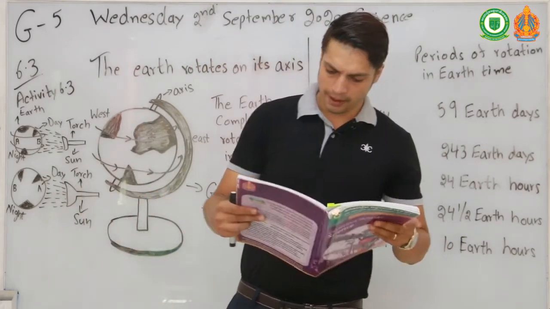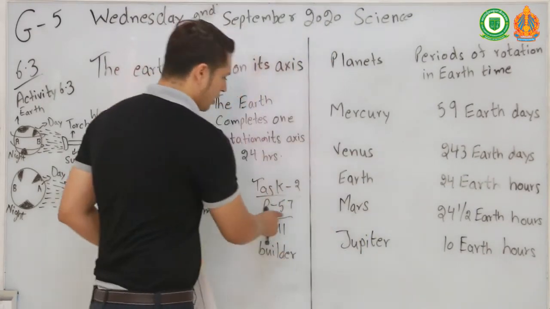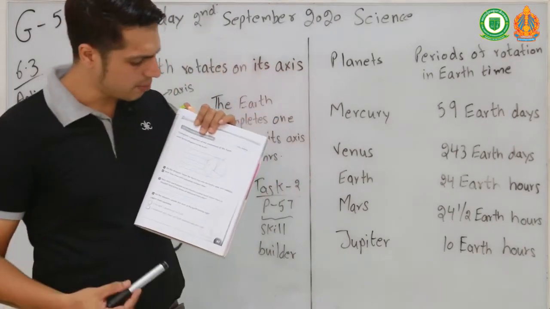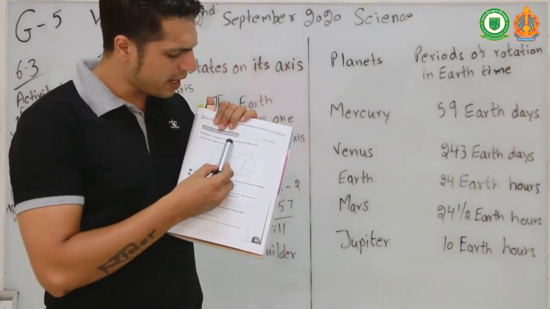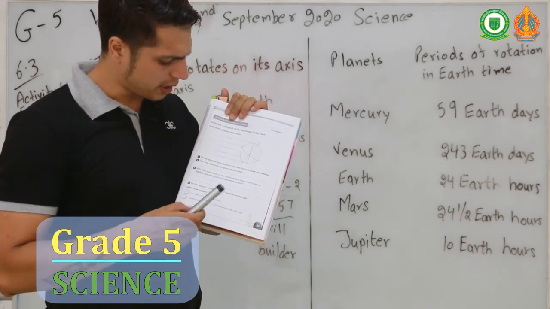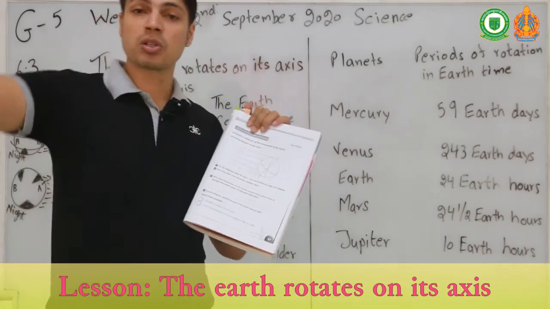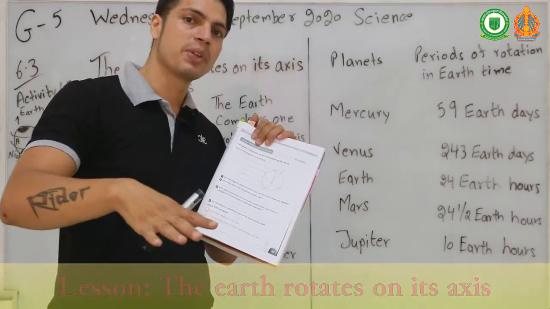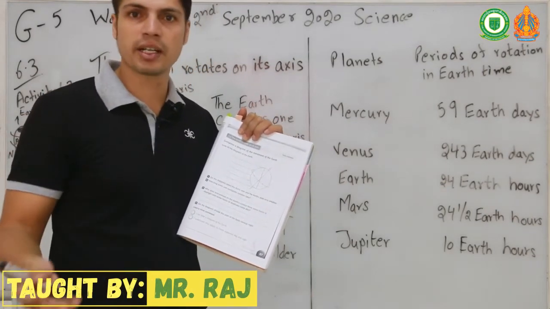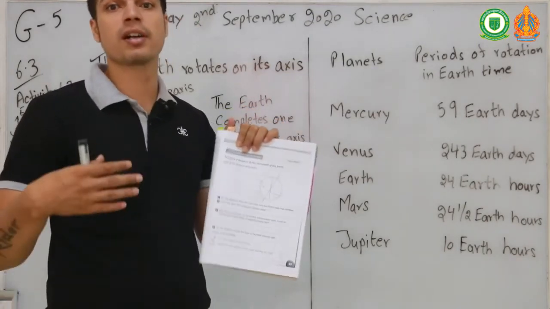Coming on to your task 2. Your task 2 is on page number 57, skill builder. Complete a diagram of the movement of the Earth. Look at this diagram of the Earth. On the diagram, label the sun rays. When sun rays come to the Earth, that's why we see day. When we don't get any sun rays, we don't see day. Sun rays are hot, that's why we feel heat.